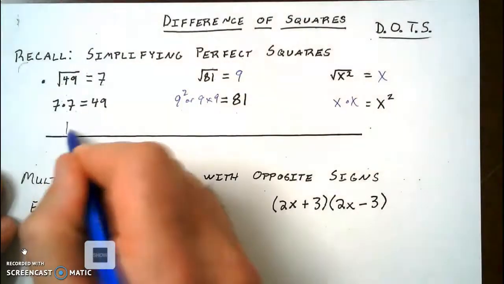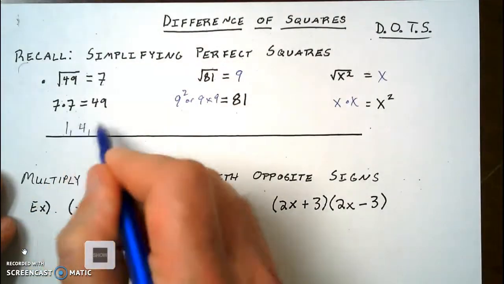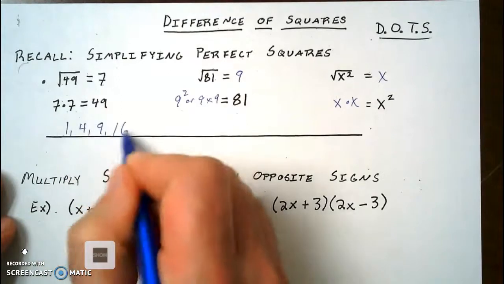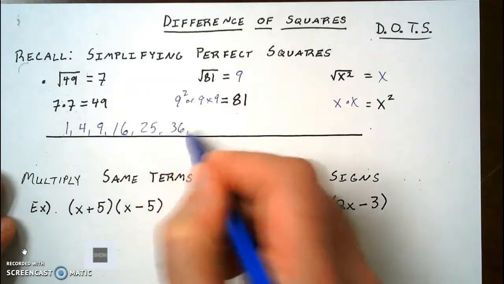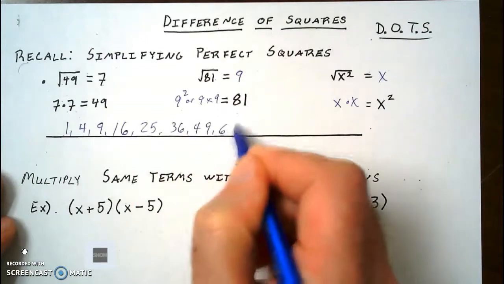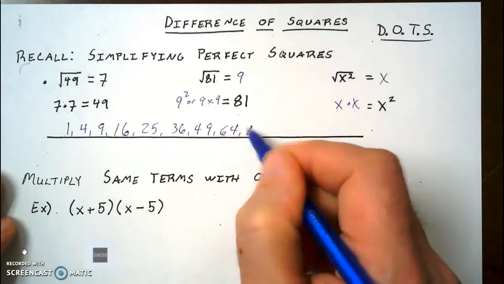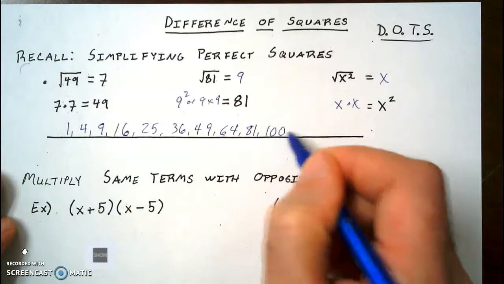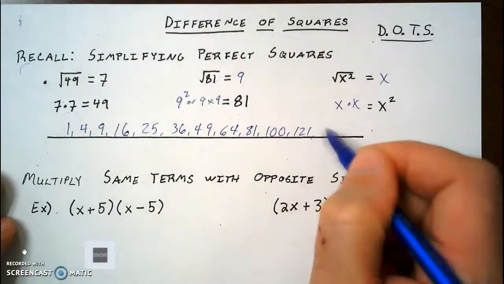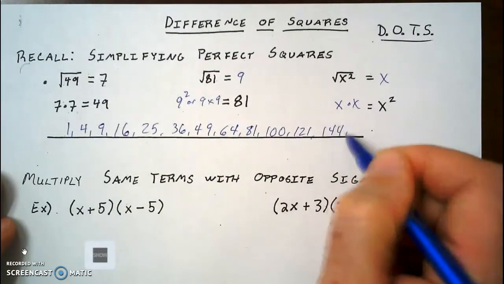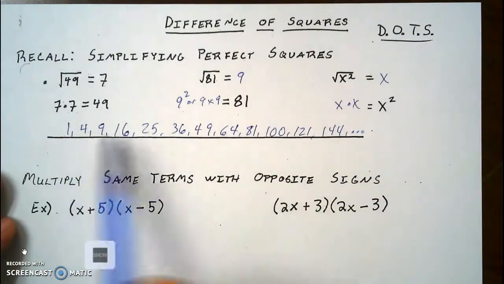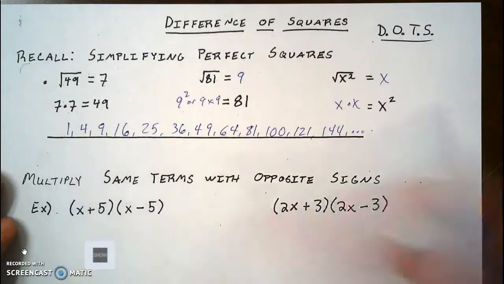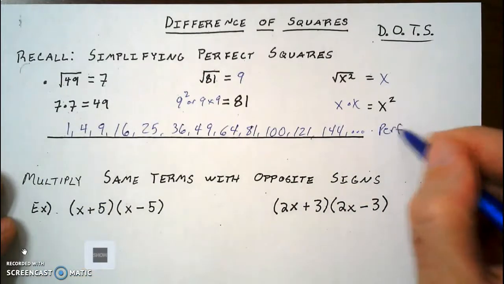So we will be working with perfect squares. That is a number you get when you square a whole number. So these should look familiar. And they keep going. I'm just going to write them out until, let's say, 144. Now they keep going, but this is 1 squared, 2 squared, 3 squared, and so on. So these numbers are the perfect squares.